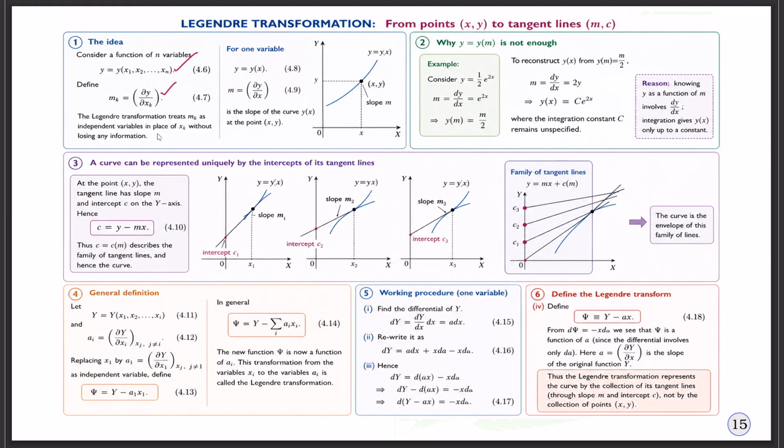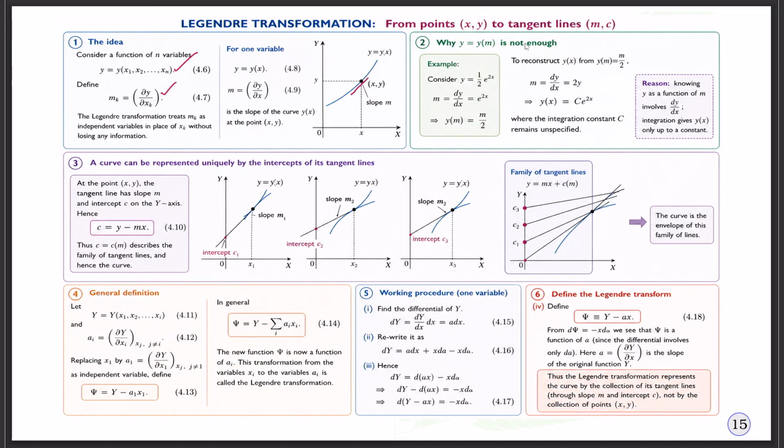Now, to use the slope as the independent variable in place of x, without losing any information, we need to transform y. For the one variable case, y equal to y(x), m equal to dy by dx is the slope of the curve y(x) at the point x comma y. m is the slope of the tangent line drawn at this point.